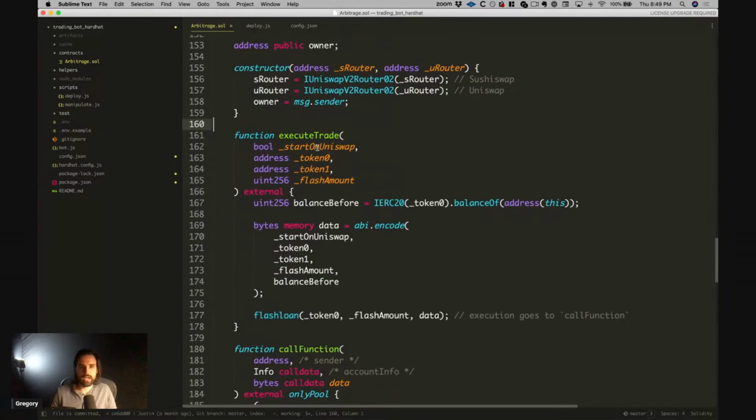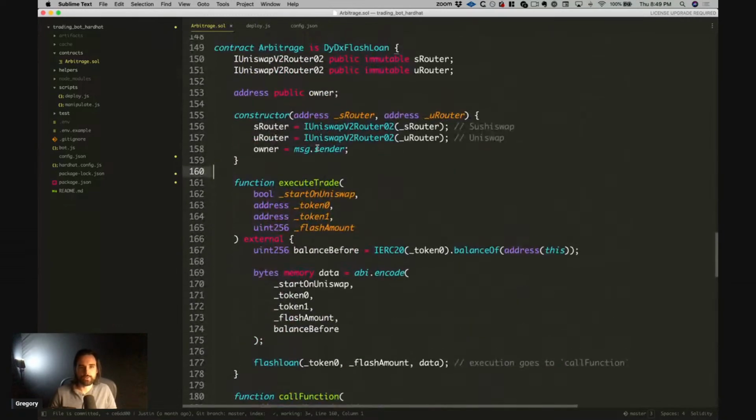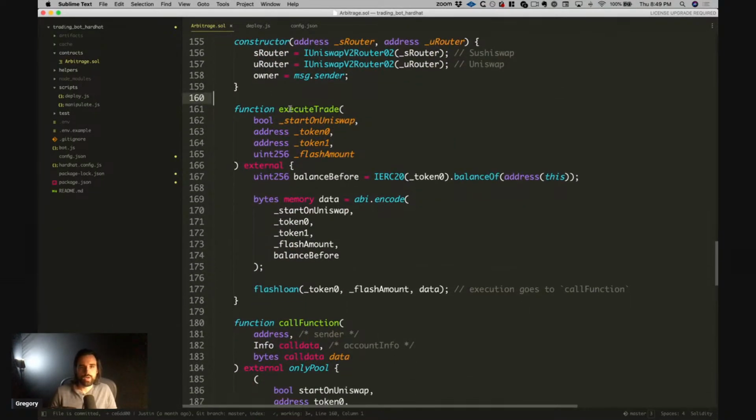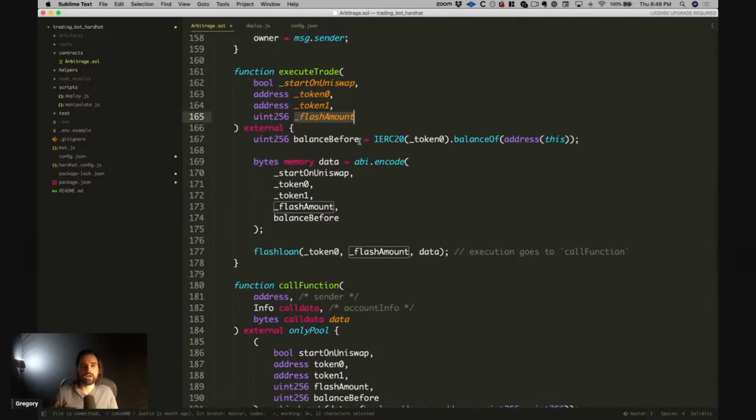Now let's talk about trade execution, because really this is where the secret sauce is for doing an arbitrage trade. Okay, so we have a function called execute trade. We have a setting, a Boolean called start on Uniswap, because you're going to have to understand the trade order. Are you going to start on Uniswap for the trade, or are you going to start on SushiSwap? All right, if the start on Uniswap is true, it'll start on Uniswap. If it's false, it'll start on SushiSwap. Token 0 address is the first token in the arbitrage sequence. Token 1 address is the second token in the arbitrage sequence. So you need to put both of those in here. And the flash amount is the amount of flash loan that you need to take out in order to do this. Okay.